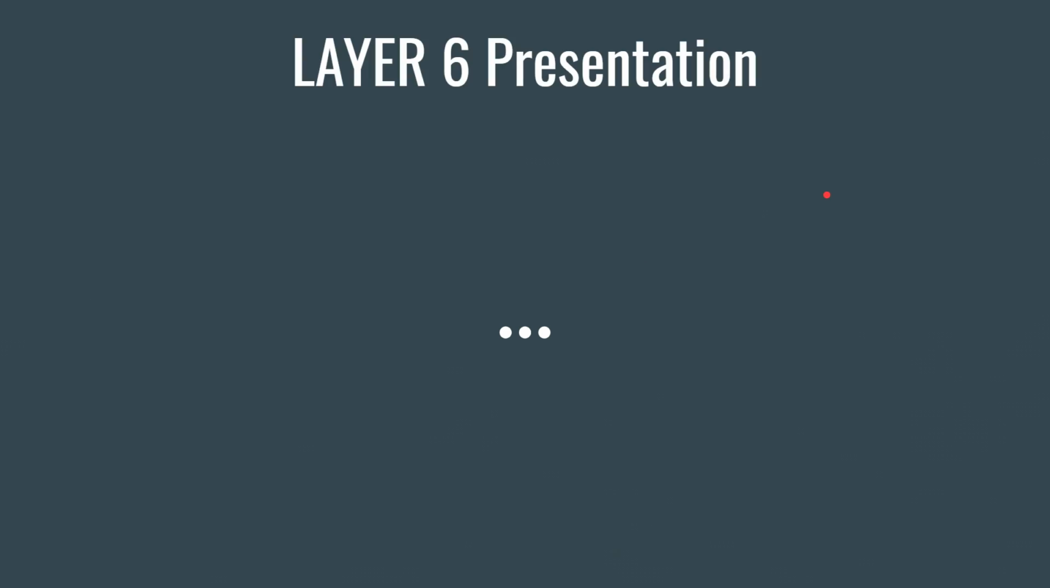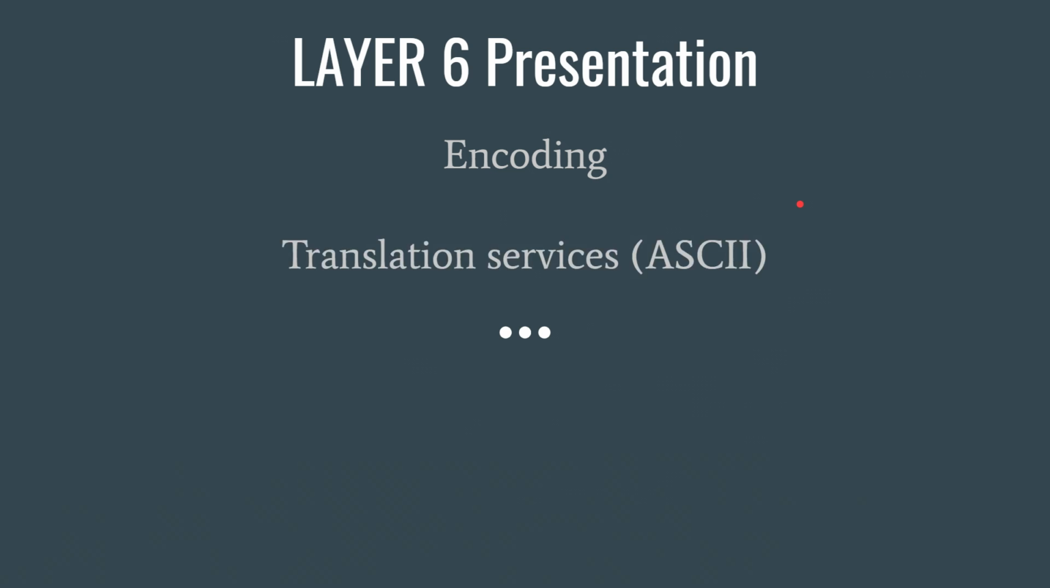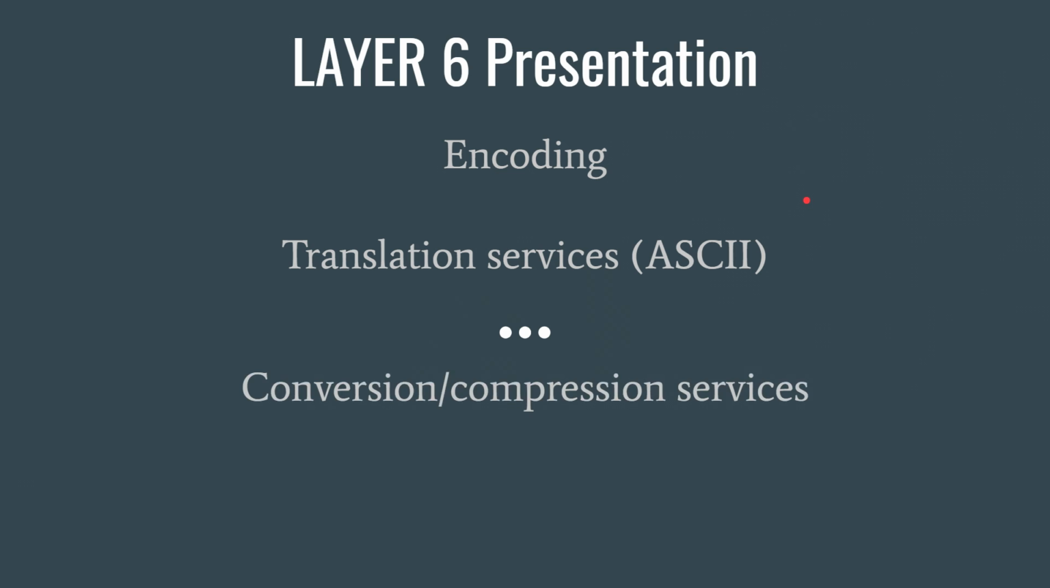Some attributes of layer 6 that you need to be familiar with include encoding, and the best way to think of encoding is the process of changing something from human readable to machine or application readable. So translation services are included in the presentation layer. It includes conversion and compression, such as MP3, ZIP, etc. In other words, it makes things common and discernible.